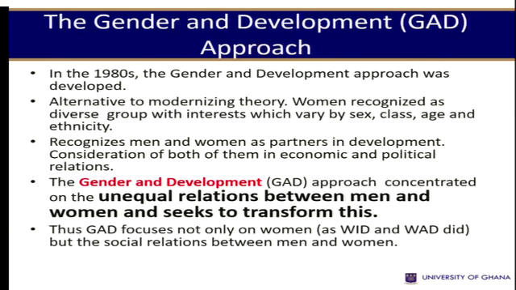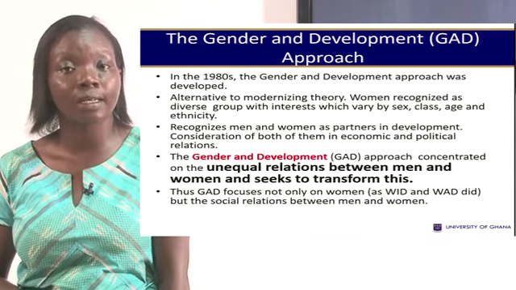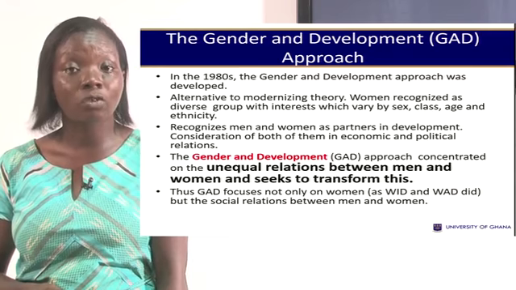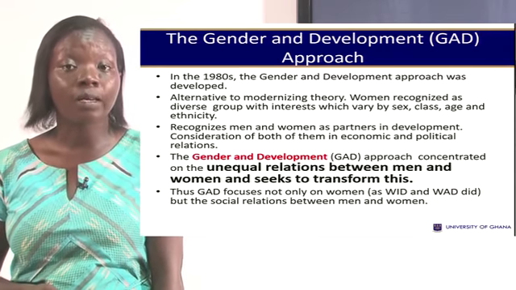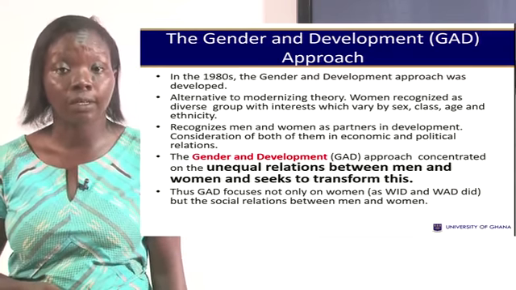The third major approach, the most recent one, the one that we commonly refer to now, because it's the one that most of us work with, is the gender and development approach. This was developed in the 1980s. And the key thing about the gender and development approach is that it focuses on the unequal relationships between men and women and seeks to transform this. So if you think back to the first session where we talked about practical gender needs versus strategic gender needs, the gender and development approach focuses on strategic gender needs, whereas the WAD approach focuses on practical gender needs.